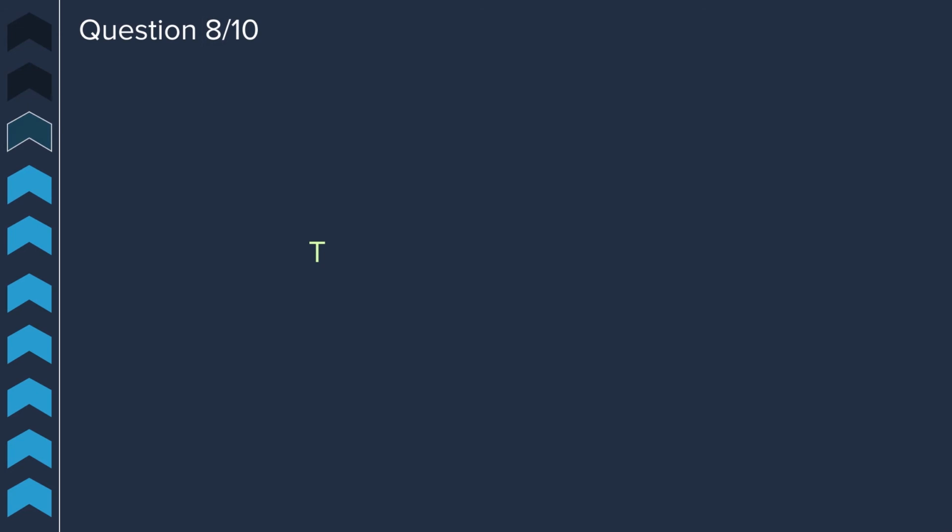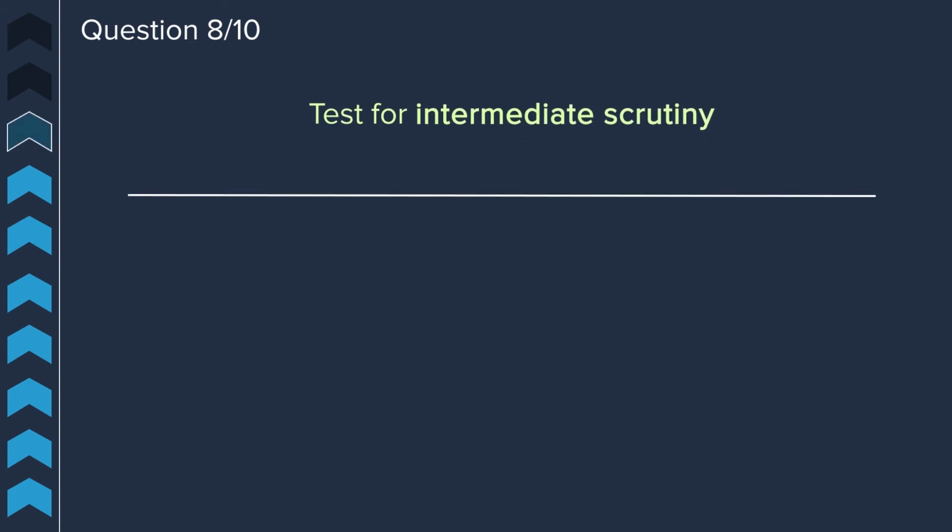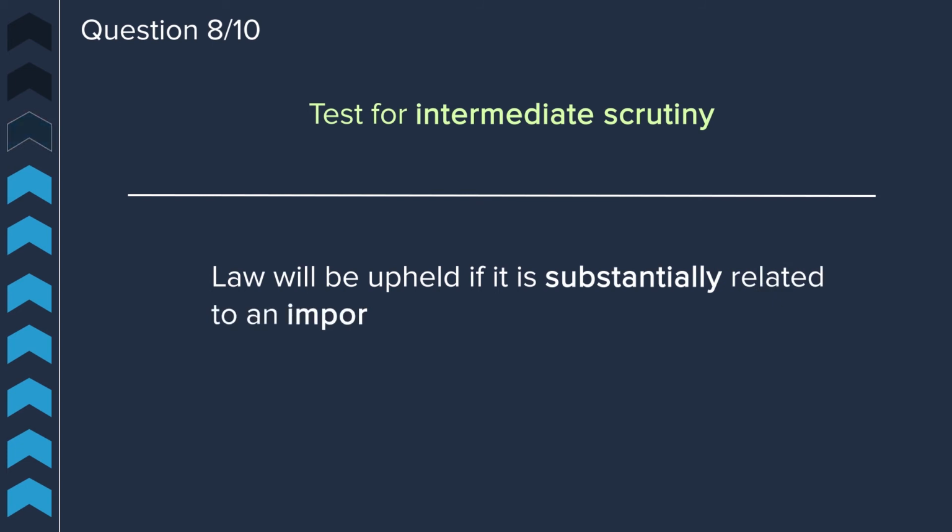Question 8. What is the test for intermediate scrutiny? Under intermediate scrutiny, a law will be upheld if it is substantially related to an important government interest.